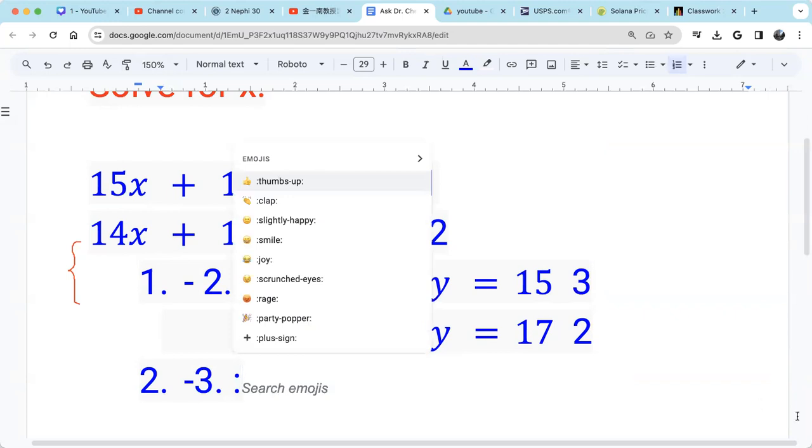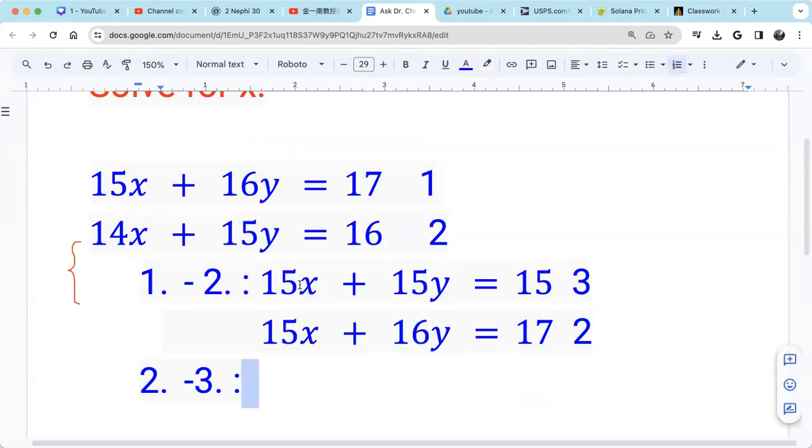So we use equation 2 minus equation 3, 15x minus 15x is gone. So we're basically applying elimination method. 16y minus 15y, that's just 1y. Then 17 minus 15, that's 2. So we get y equals 2 right away.